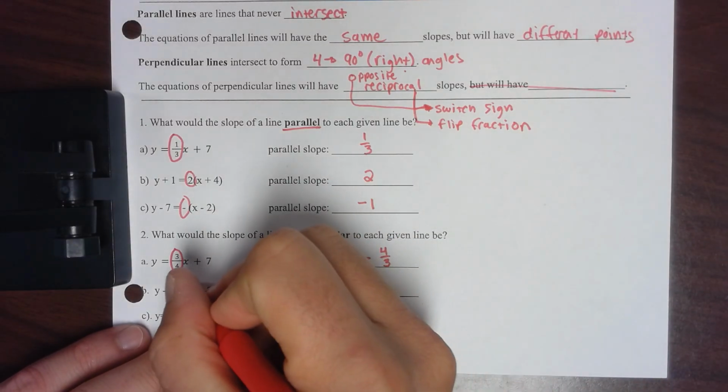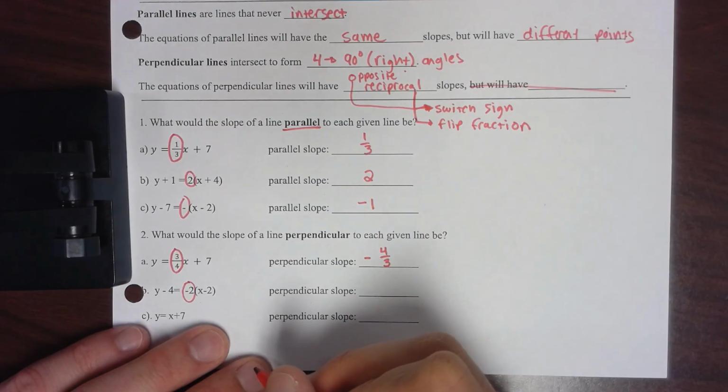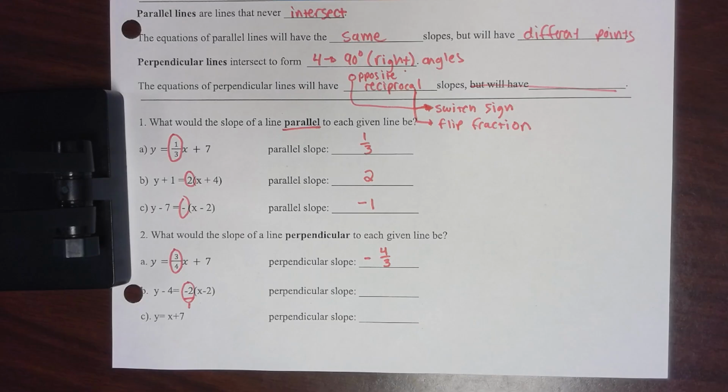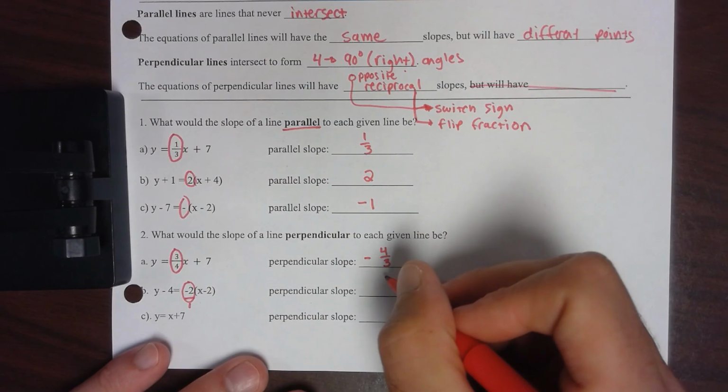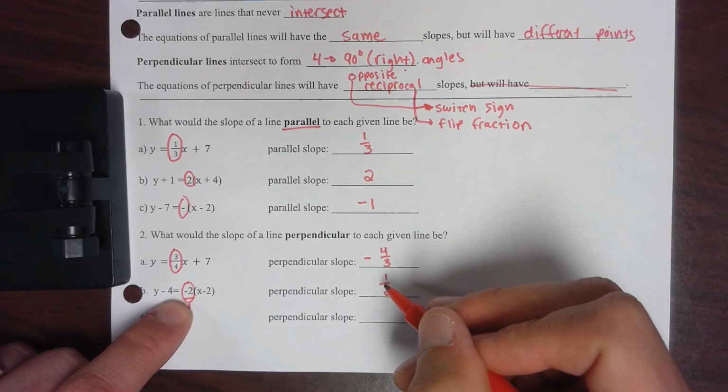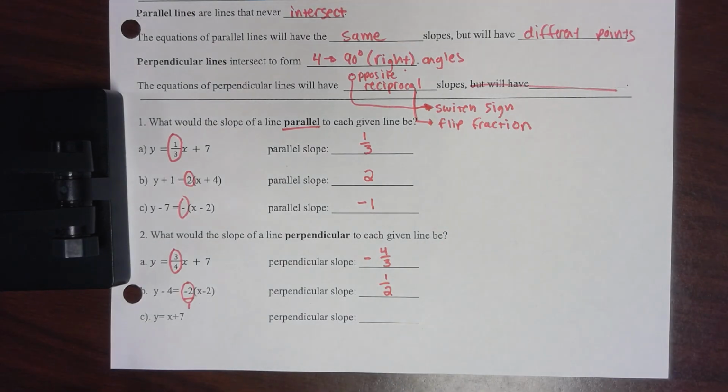Let's do it again. -2. Some of you might be asking, how can we flip that? That's why it's important that we remember we can take any number and make it a fraction by putting it over 1. So if I flip -2/1, it becomes 1/2. Since the slope was negative, our new perpendicular slope is positive 1/2.